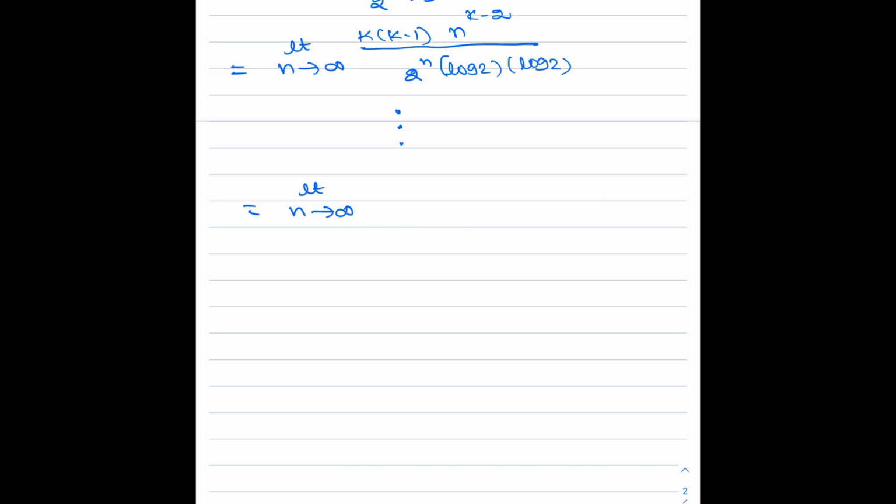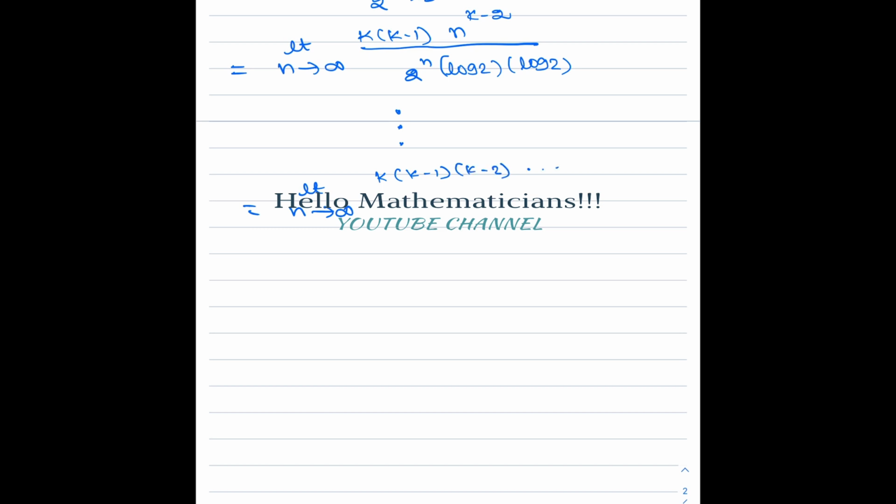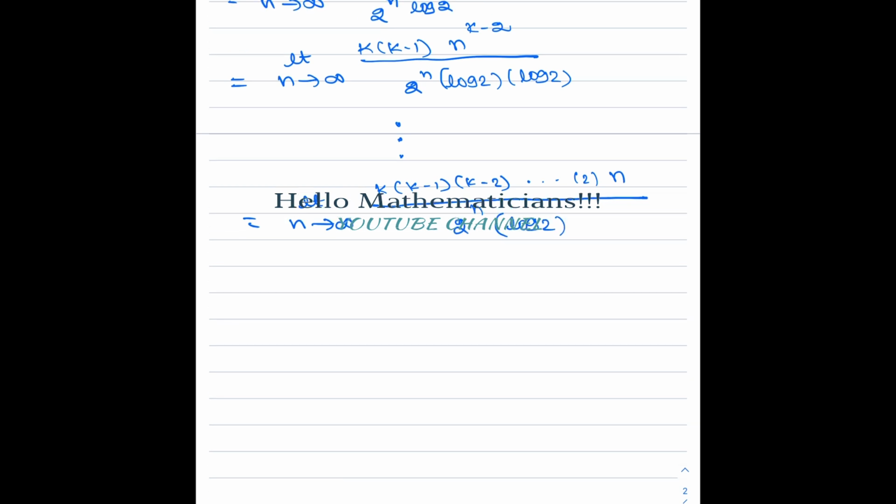If we keep going like this, we get the limit as n tends to infinity of k into k minus 1, next k minus 2, and so on. At some point I'll get n square, then again I differentiate n square and get 2 into n power 1, divided by 2 power n times log 2. How many log 2 do I get? If there is k minus 2 here, I am getting log 2 square.